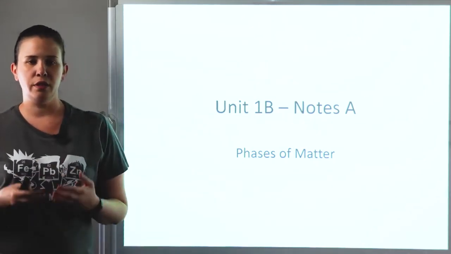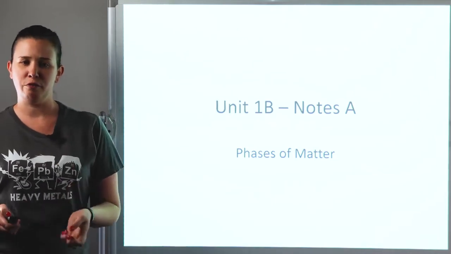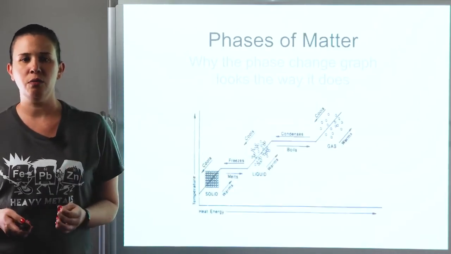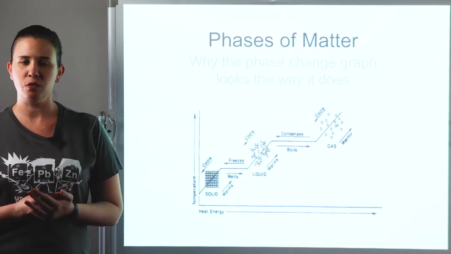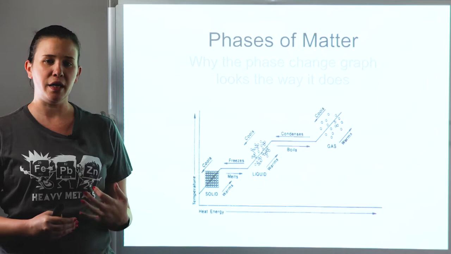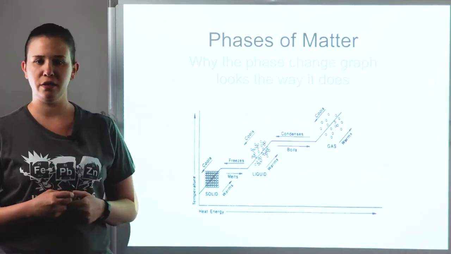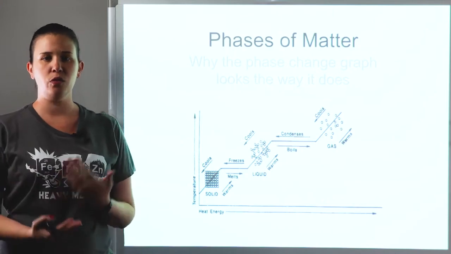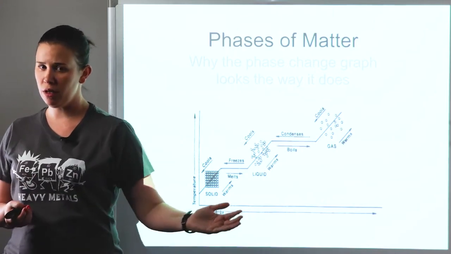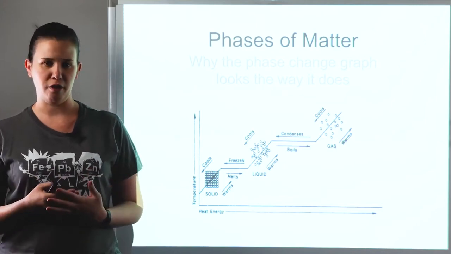In Unit 1B Notes A, we're going to focus on phases of matter. In particular, we are going to use some concepts that we're familiar with in order to go into some detail of explaining why the phase diagram or heating curve looks the way that it does. Why are there plateaus? Why is one plateau longer than the other? What do the particles look like at every section of this graph?